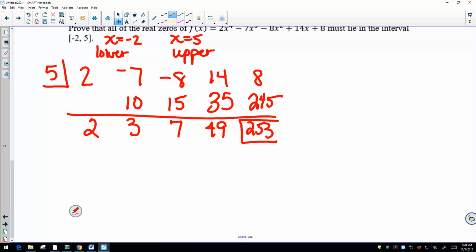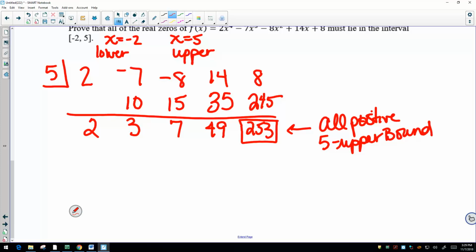Something that I want you to take notice of is your results here. All of these answers are all positive numbers. If you get a result that is all positive numbers, this is going to show you that 5 is an upper bound. So we can say no zeros past 5.